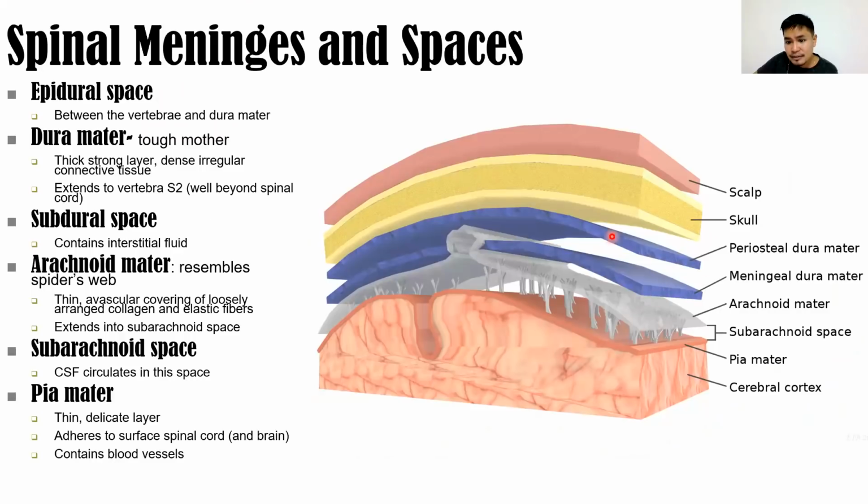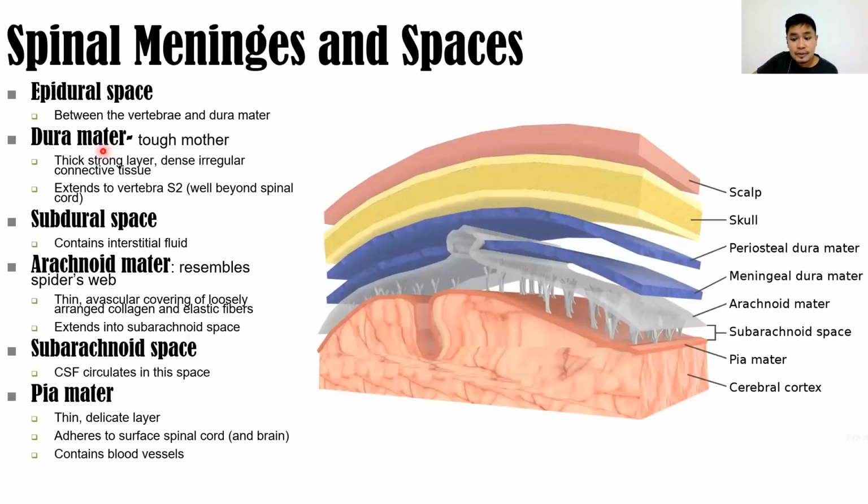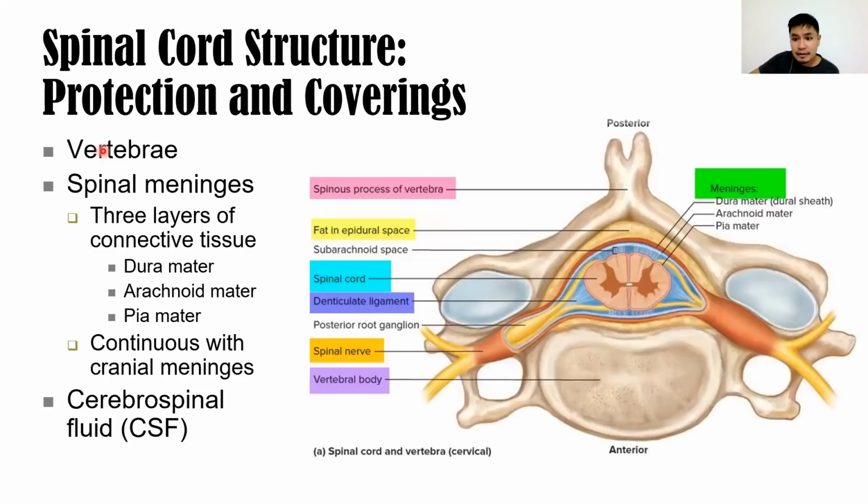Let's get oriented with this one. Particularly, this is for the brain, not the spine. This is the cerebral cortex, but it is also the same with the spine. Epidural space is the space above the dura. So this is the epidural space above the dura, in between the vertebrae and the dura mater. The epidural space is composed of fat in this picture.